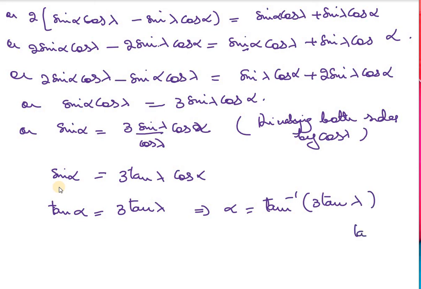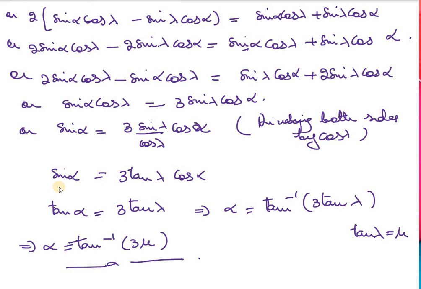But what is tan lambda? Tan lambda is equal to mu. It is equal to the coefficient of friction. So this implies that alpha is equal to tan inverse of 3 mu. So this is an important question. Both the two questions that I have explained here are very important. They used to come during an annual or a semester exam.